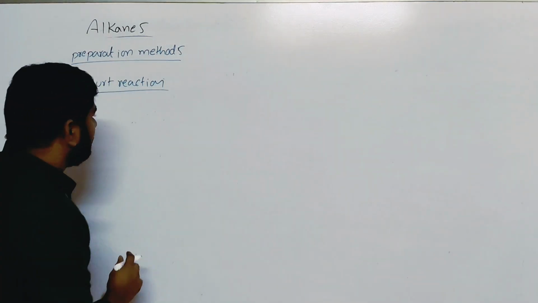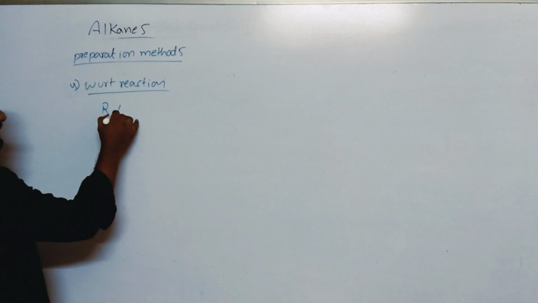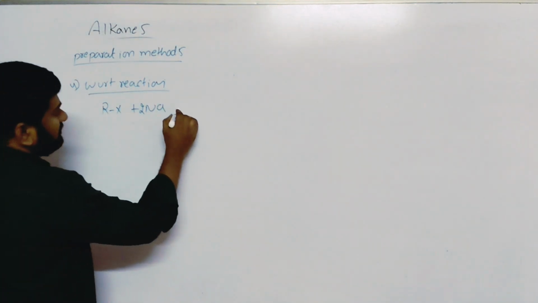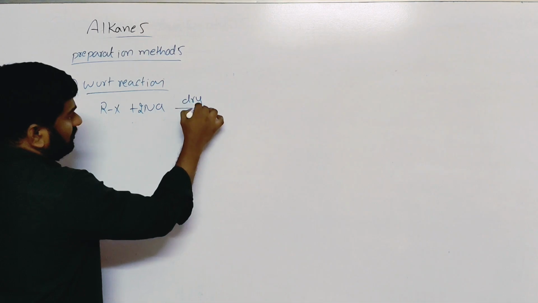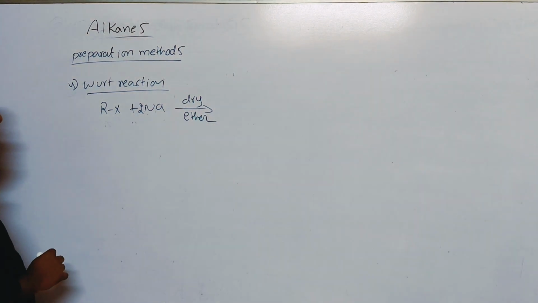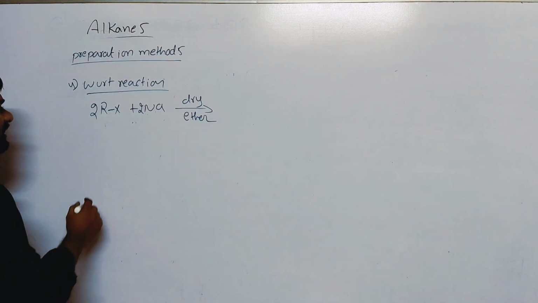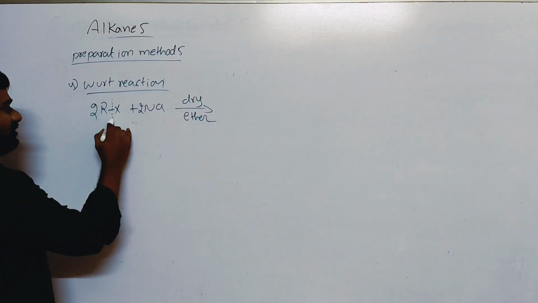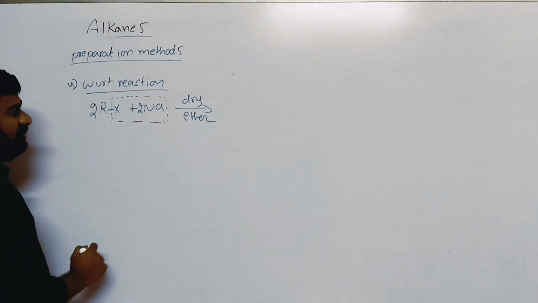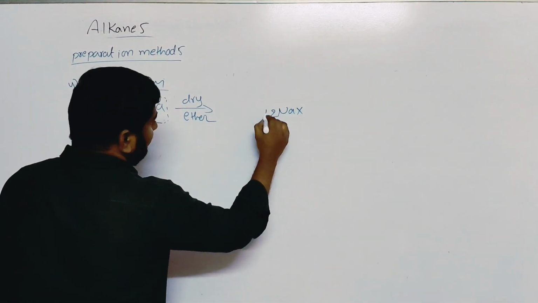Okay, Wurtz reaction. Wurtz reaction means what? Alkyl halides on heating with sodium metal in the presence of dry ether. What is happening? Here you will take 2 moles of alkyl halide. From the 2 moles of alkyl halide, the 2 halogens and Na will be removed as 2 moles of NaX.